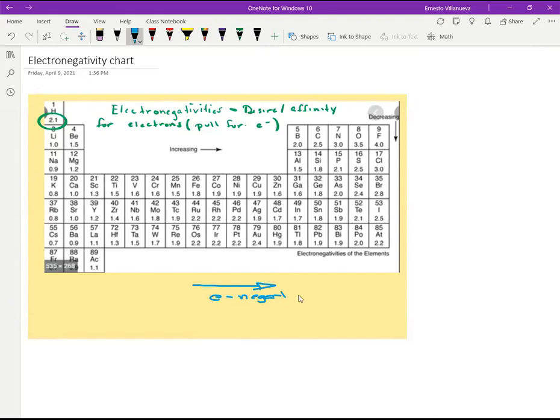Again, I'm sorry for the handwriting. It's just a different pad. It's not working as well as my other one.